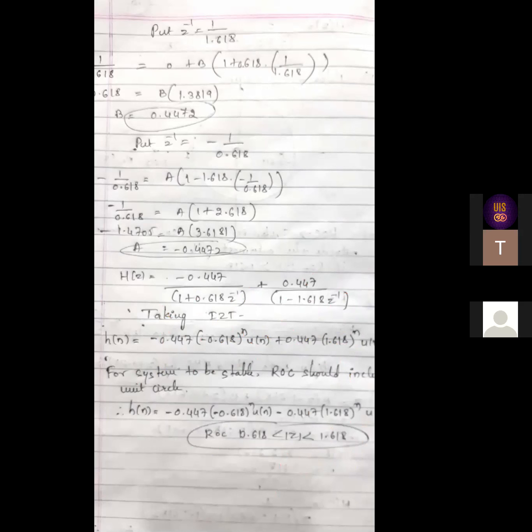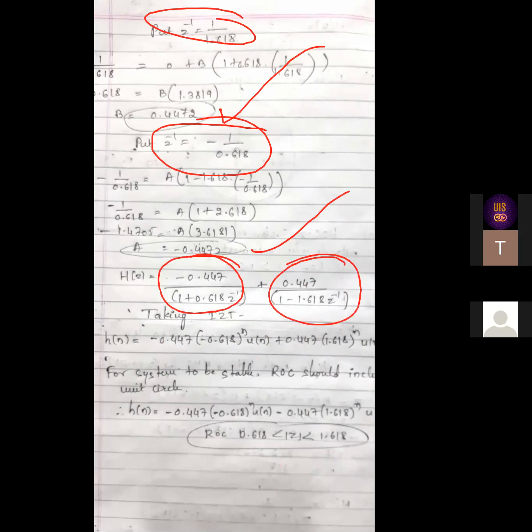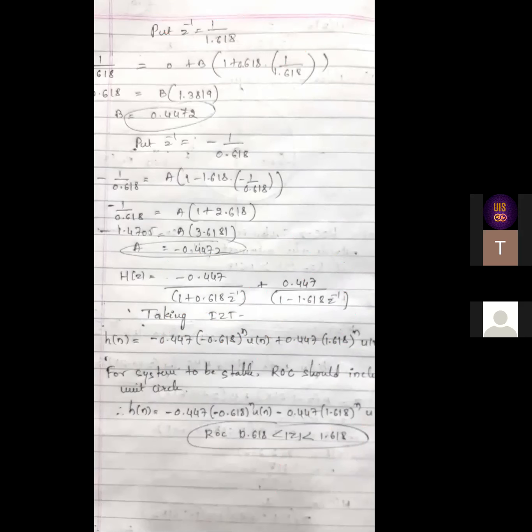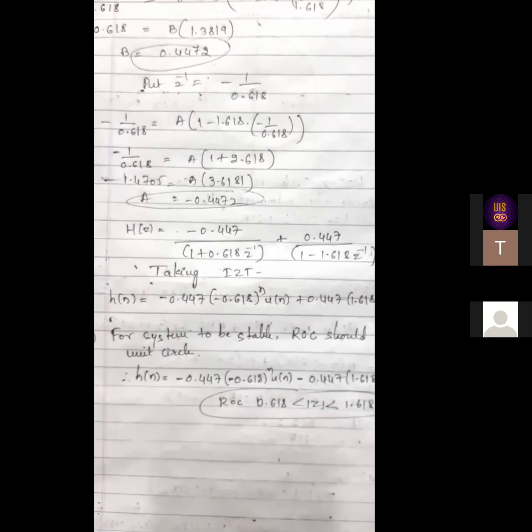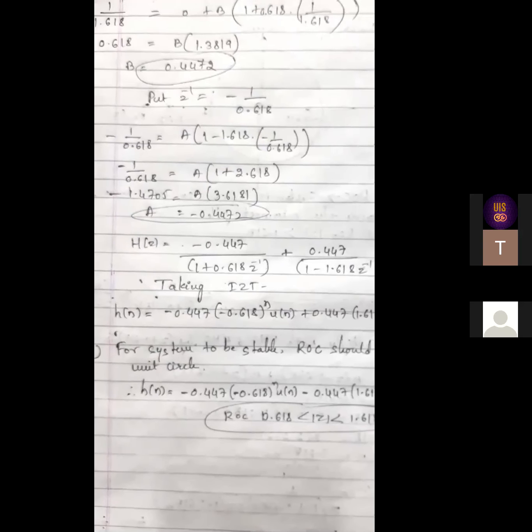That's why, if you see here, for the z inverse values I have taken these two. If you just solve it, you will get A and B. H of z will be the A and B values divided by those two factors. After that, finally, h of n: see, this I have taken as it is, 1 by 1 minus alpha z inverse. Alpha is minus because here it is plus. Minus 0.618 raised to n u of n, causal system.